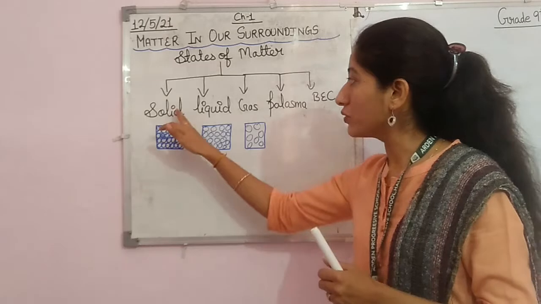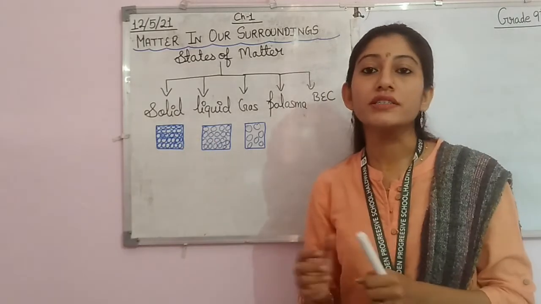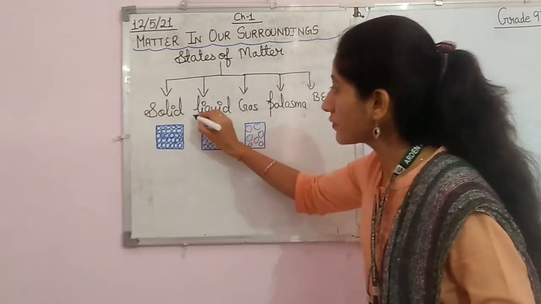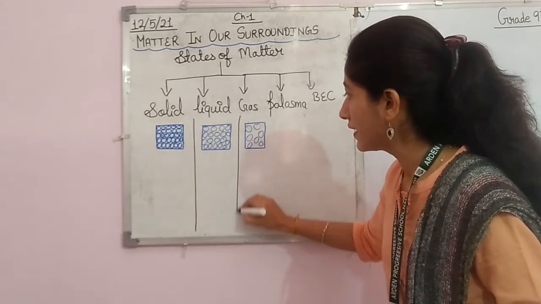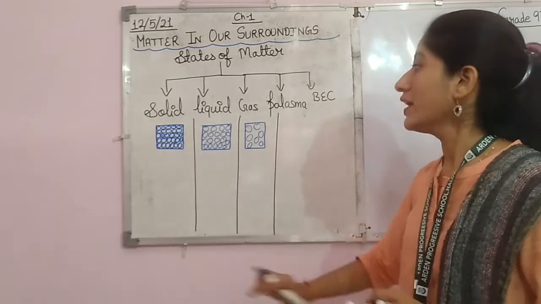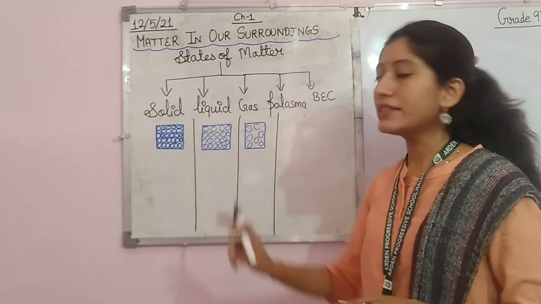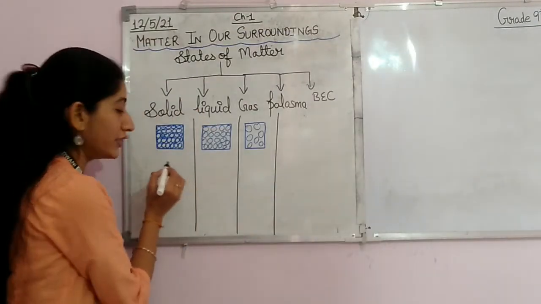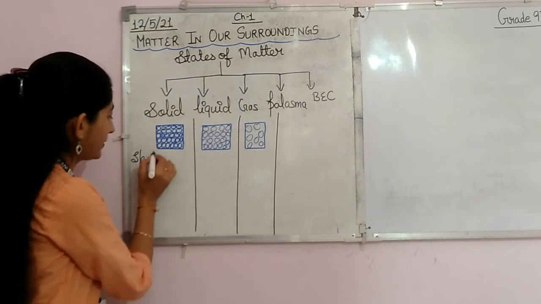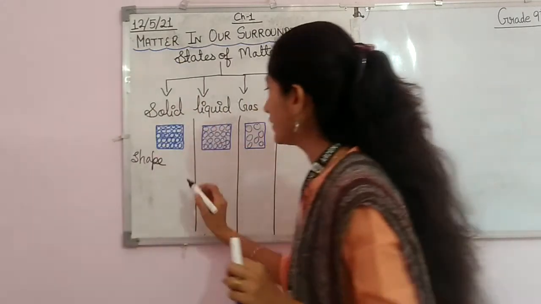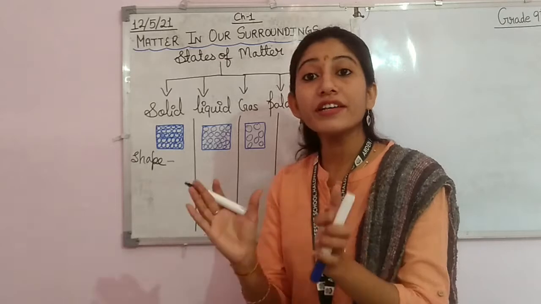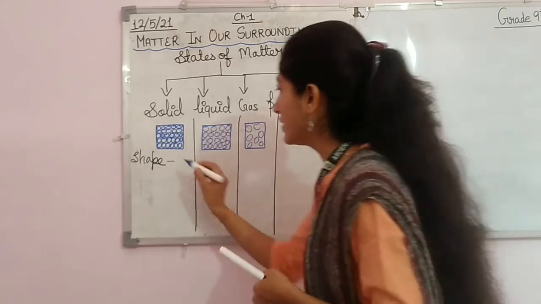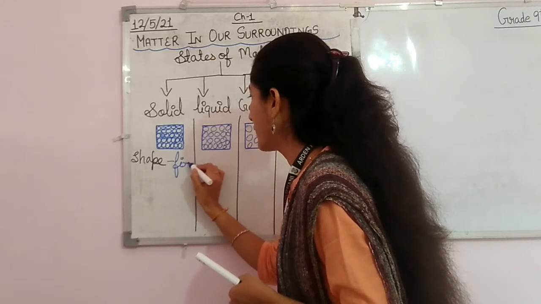So when we talk about solids, let's divide the properties into shape and volume, then further we will see later on. When we talk about the shape in solids, what we come to know is that solids have fixed shape. This you all know. Solids have fixed shape, right?